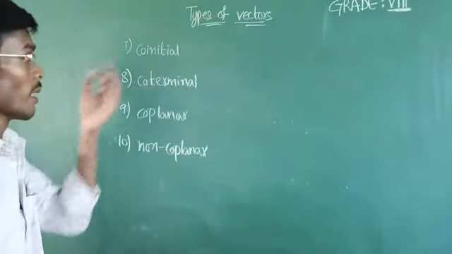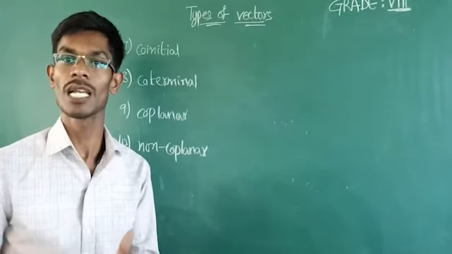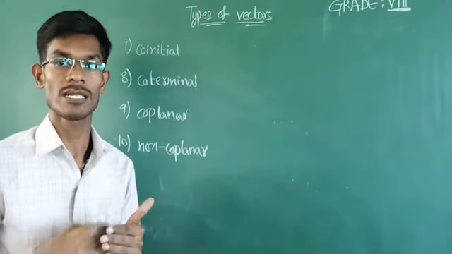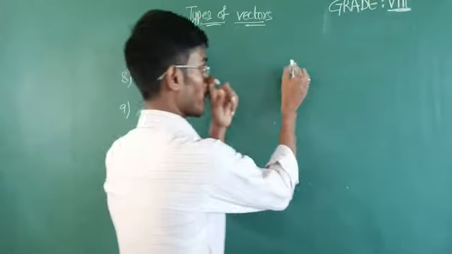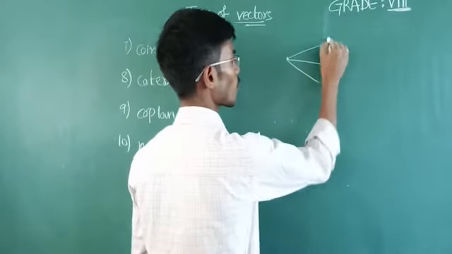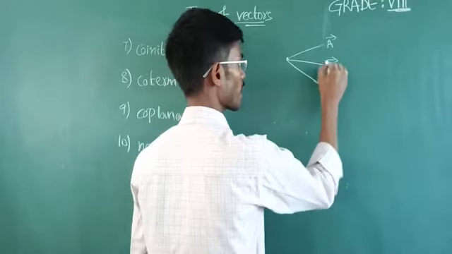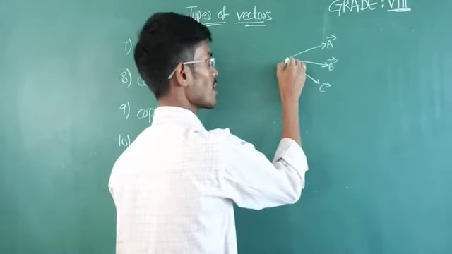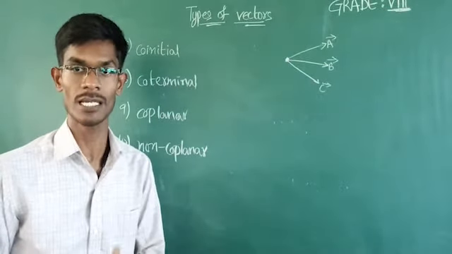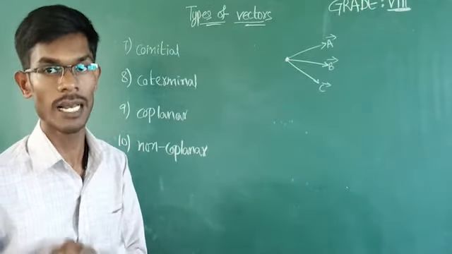So here, as we have discussed, the representation of a vector will have the initial point and the terminal point, and we have represented those as a tail and head. The vectors which have the same initial point are known as co-initial vectors. A bar, B bar, C bar are starting from the same point. So these type of vectors we will call co-initial vectors. The vectors whose origin is the same, those vectors we will call co-initial vectors.